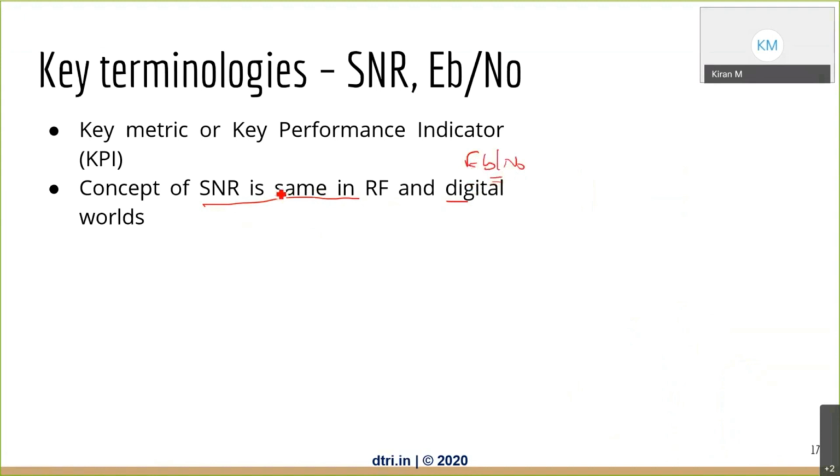What we are talking about with SNR is signal to noise ratio. We're talking about signal, and the denominator is noise. And in digital, we are talking about energy within a bit divided by noise. So the concept is the same, but the definition is different. If you remember, in the previous slide I talked about dB. So here is an example of a ratio. Ratios are very commonly used in communication systems, so that's why the dB scale is so important.